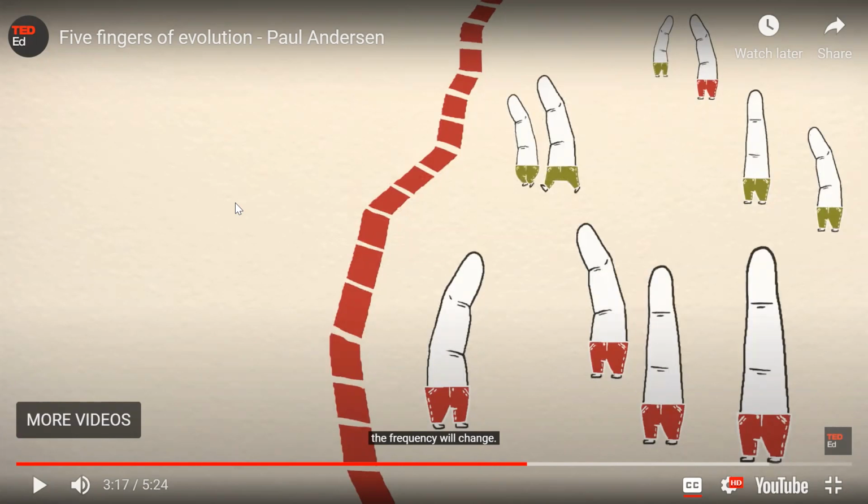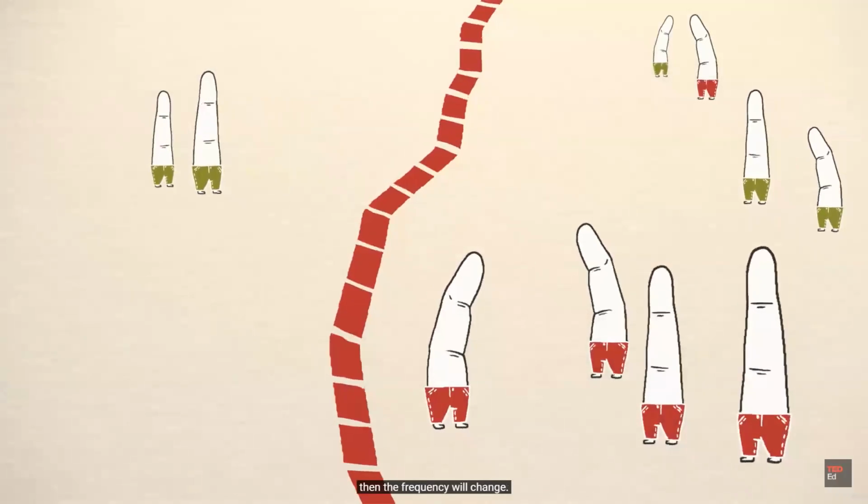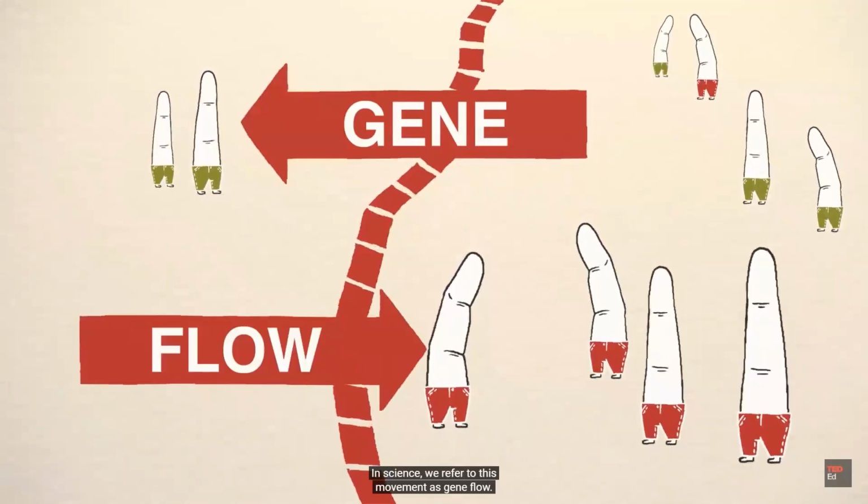Because what's moving? The genes. The genes are flowing from one place to another. So kind of like how a mutation can bring a new allele to a population, gene flow also can bring a new allele to the population, changing the frequency. Okay, let's keep going. If individuals flow out of an area or emigrate, then the frequency will change. In science, we refer to this movement as gene flow.